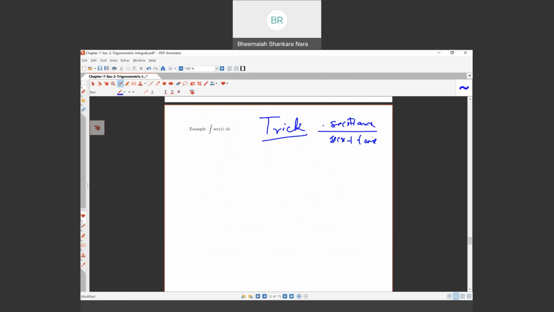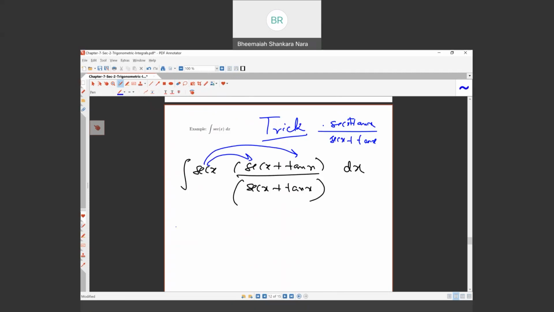Now let me rewrite the problem as secant x times secant plus tan divided by secant plus tan. We can multiply and divide by the same term. Still the problem will be the same. When you reduce it, you will have the previous step. Now multiply out the secant times secant, secant times tan. It looks like this: secant square x plus secant tan, divided by secant plus tan, dx.